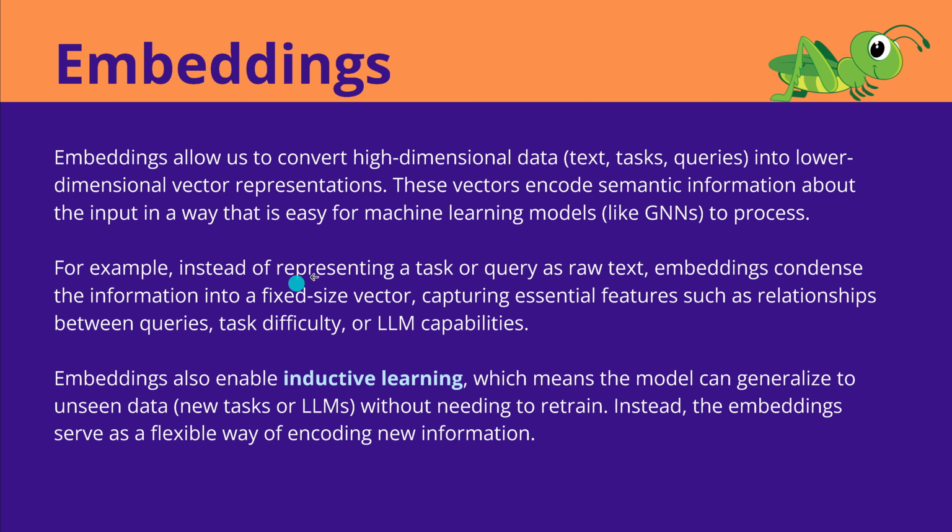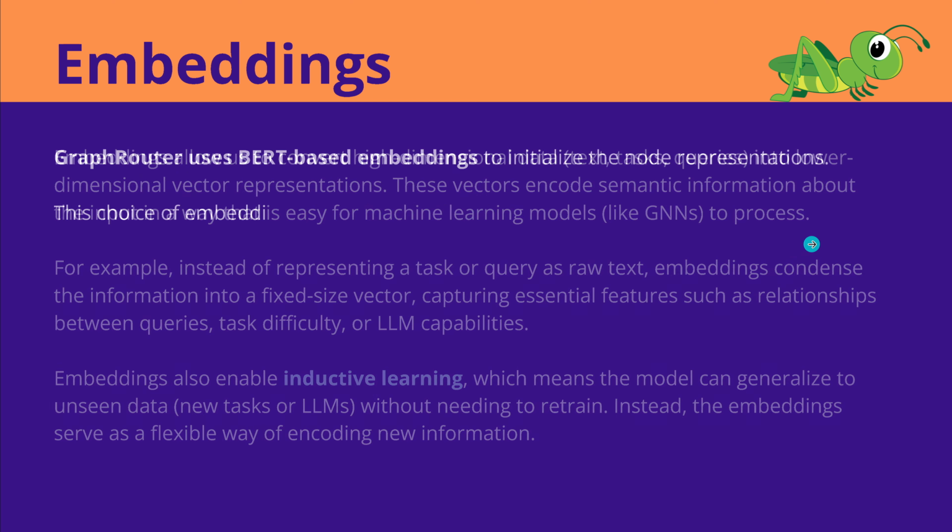Great. So, for example, instead of representing a task query as raw text, embeddings condense the information into a fixed size vector. We already talked about this, capturing essential features such as the relationship, queries, task difficulty, or capabilities. And those embeddings also enable inductive learning. So you see, wherever we are faced with embeddings, we have to find simpler representation in simpler vector spaces to be able to do anything at all.